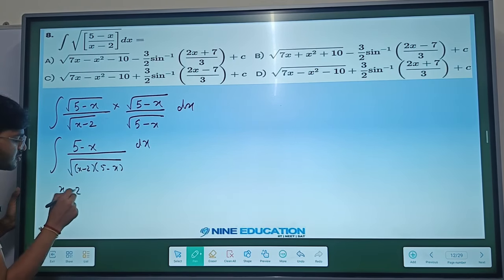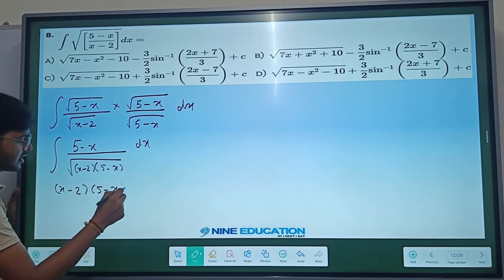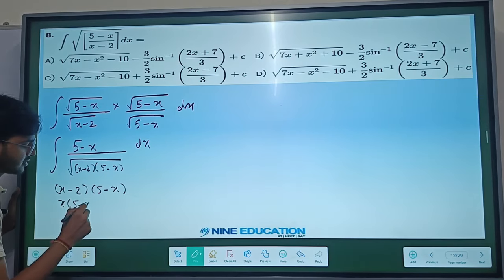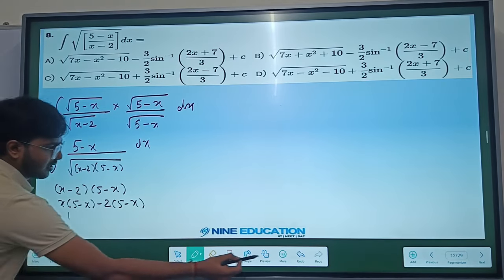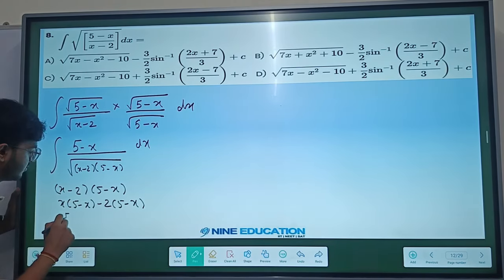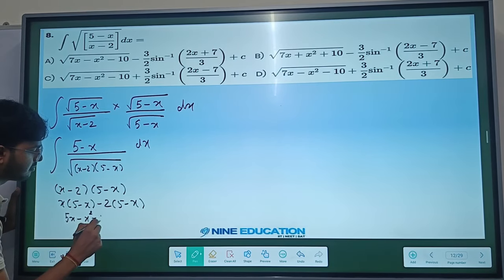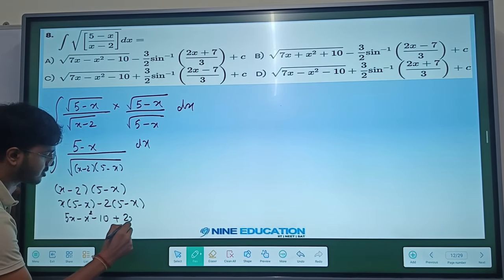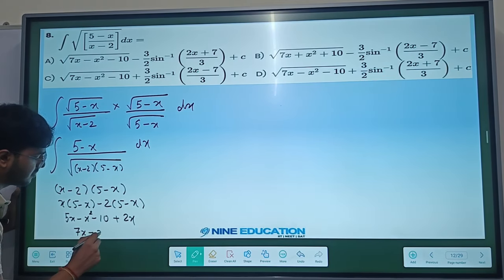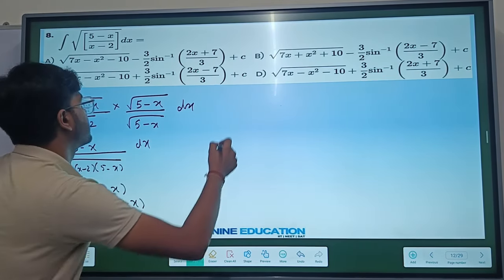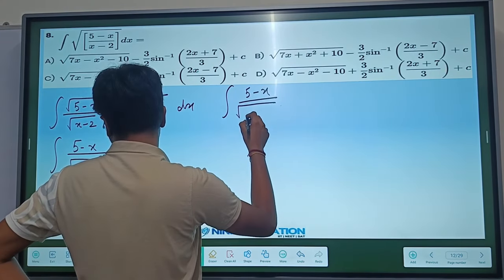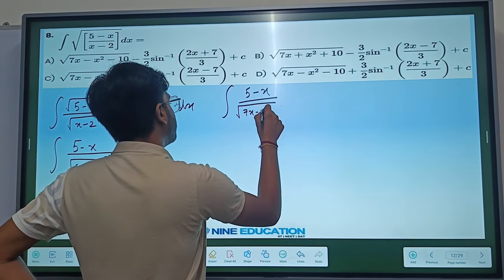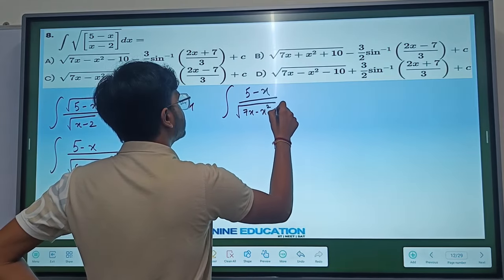What is (x − 2)(5 − x)? x(5 − x) − 2(5 − x). So this will be equal to 5x − x² − 10 + 2x. So 7x − x² − 10. So what am I getting? (5 − x) divided by √(7x − x² − 10) dx.